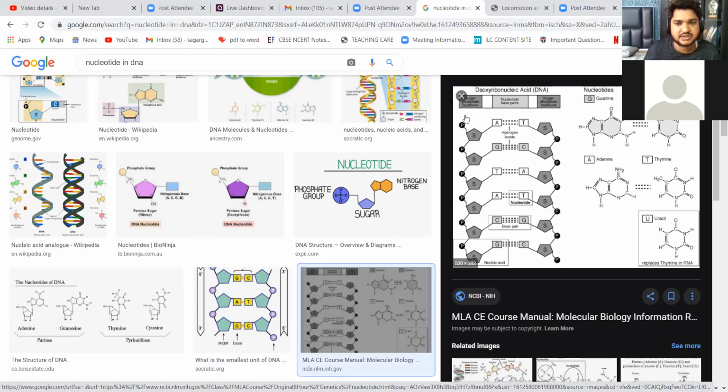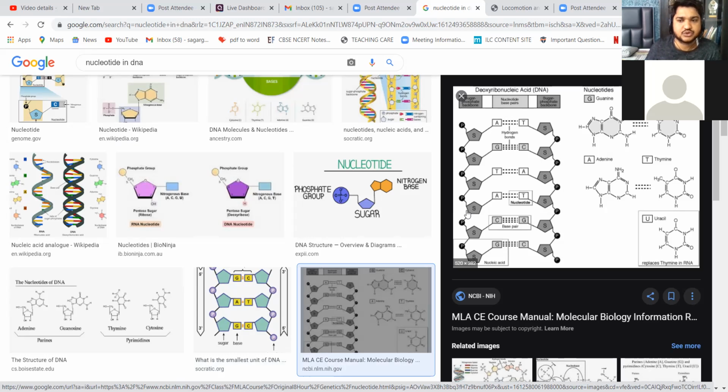So it is completely a nucleotide, and another nucleotide. They are going to attach together, forming a polymer of nucleotides, and they are forming the DNA. Okay, very simple it is.